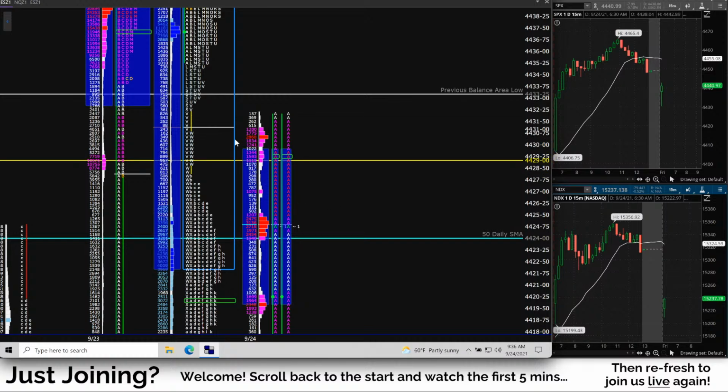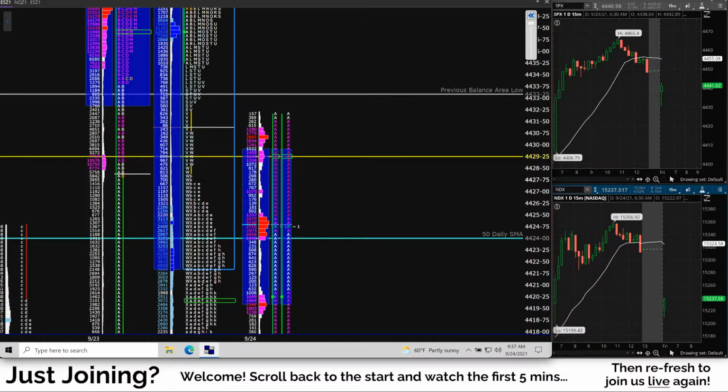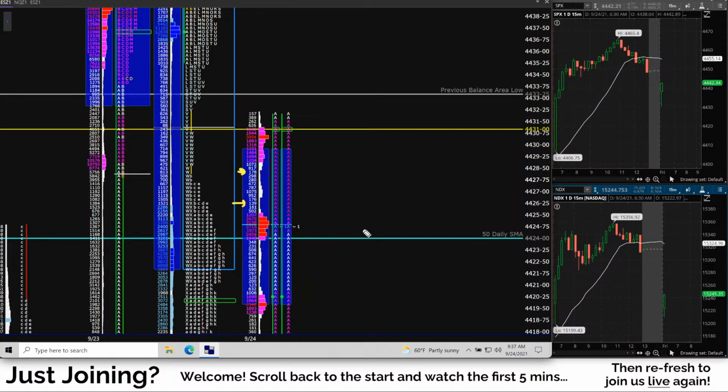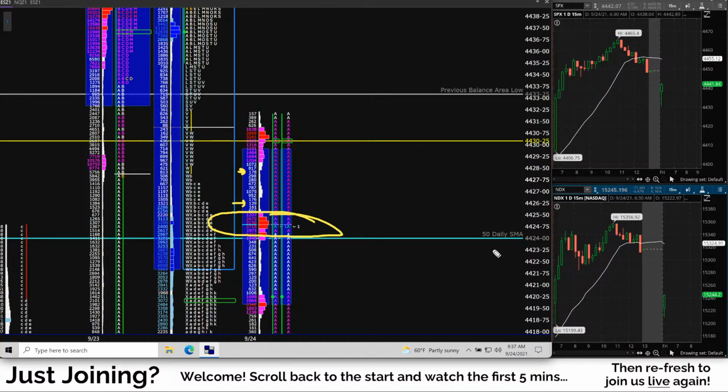Okay, running into our first little bit of resistance here. Lots of low volume nodes that need backfilling anyway, so it would make sense. We only got 130, 160 contracts here, 170 there. Those generally like to get backfilled. Looking for support in this node just above that 50 daily.